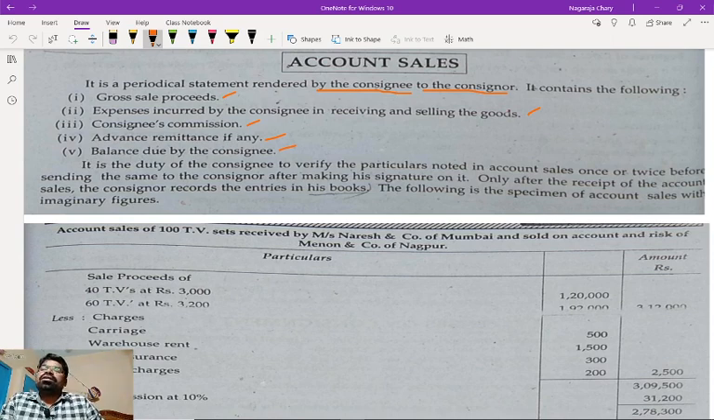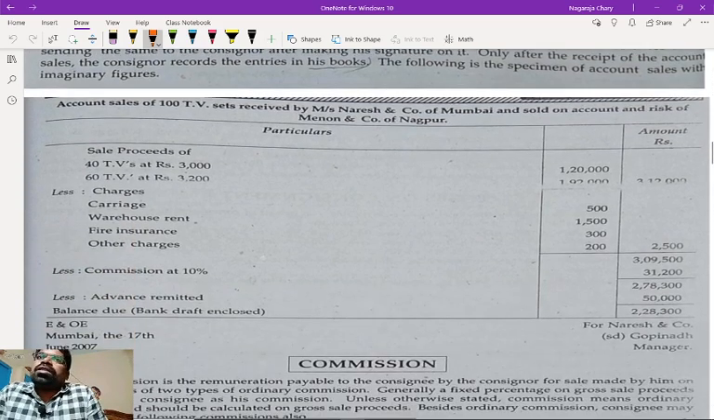In the information, how many sales he has done, how many expenses he has incurred, how much commission he has to take, how much amount is already paid, how much amount is due. All the information is to be sent to the consignor. So the total detailed information will be represented by account sales. Account sales is a statement. Let us see the pro forma account sales.